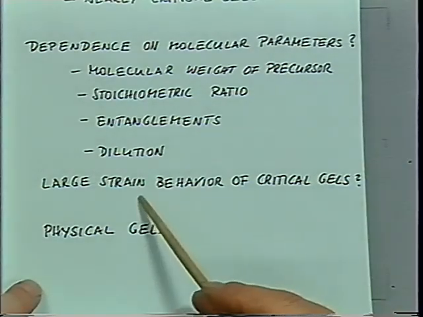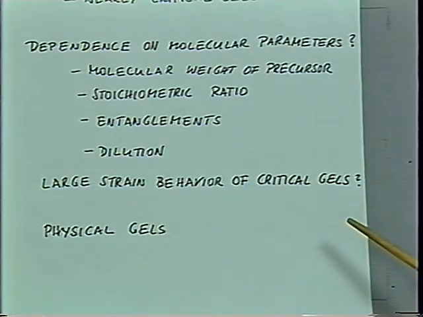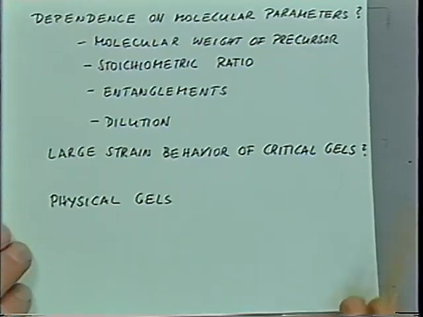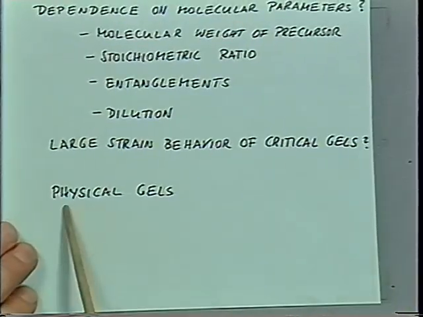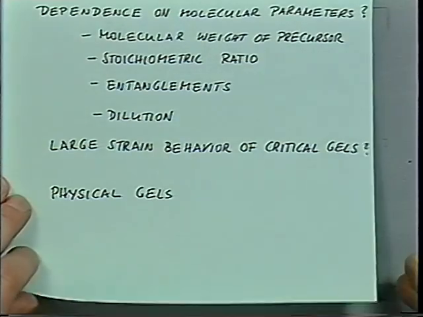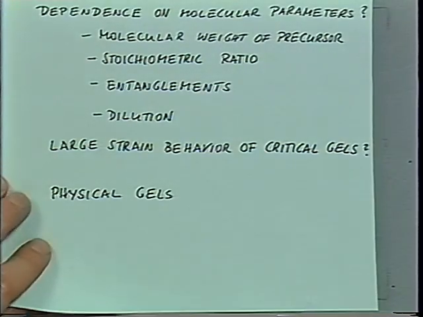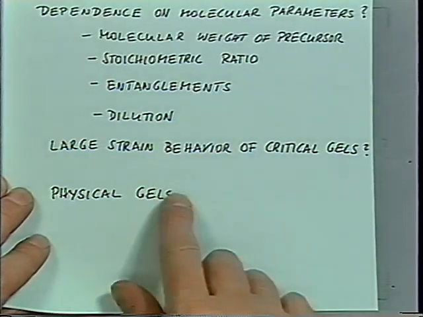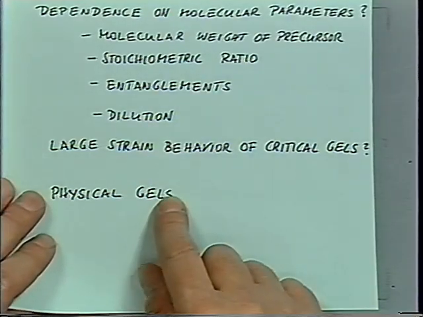Then we would like to know what's the large strain behavior. Gels are very soft, so what happens when we deform them, expose them to large deformations. And also, we will look at physical gels. Instead of having crosslinks formed by a chemical bond, we can have crosslinks by some physical interaction, ionic bonds or glassy regions, crystalline regions, and many different possibilities for forming physical gels. And the question is, do they perform in the same way as the chemical gels?